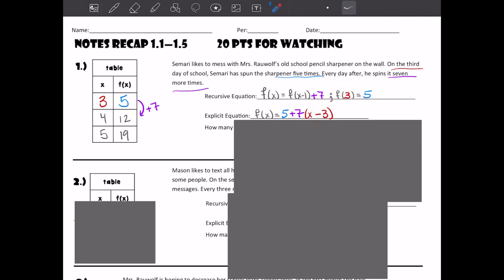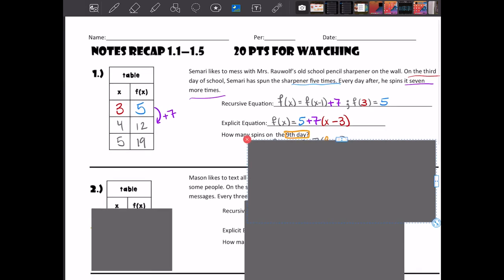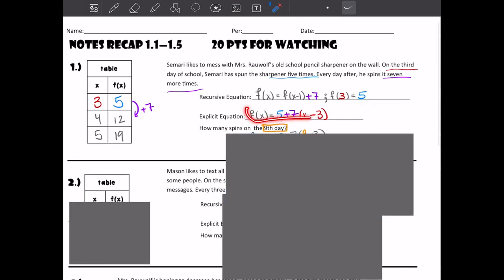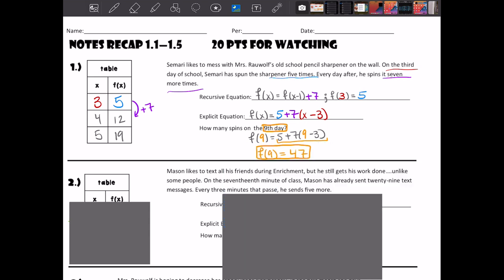All right, next up, we are going to figure out how many spins are on the 9th day. So that's where we use the explicit equation here. It's always good to use the explicit equation. And so we get f of 9 equals 5 plus 7 times 9 minus 3. And that stuff I have underlined in orange, please type in your calculator and tell me what you get. So hopefully we got 47. So f of 9 equals 47.